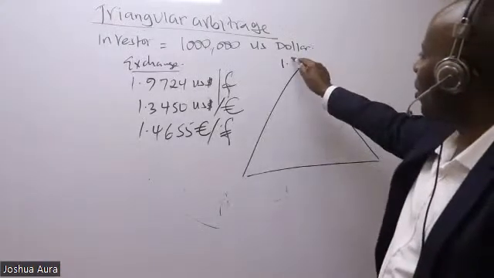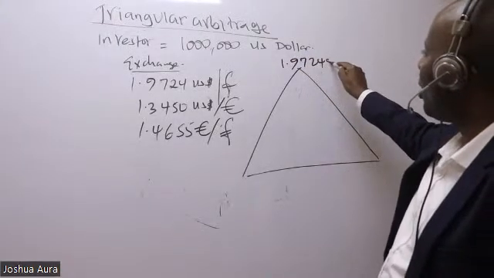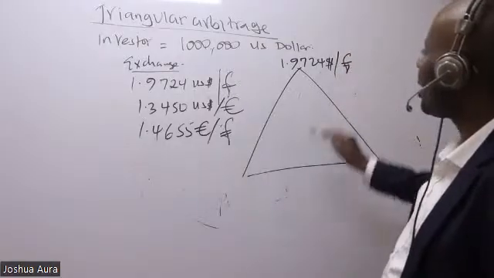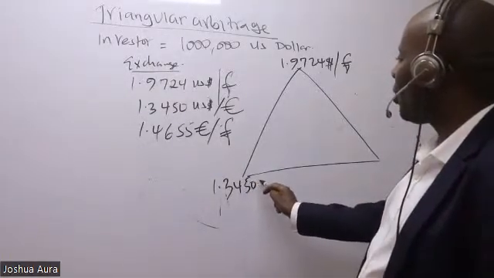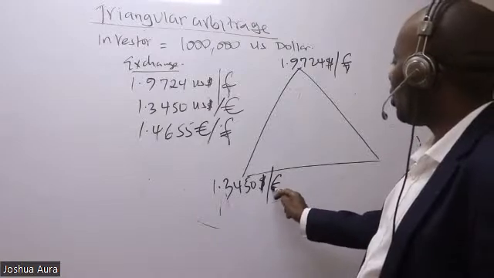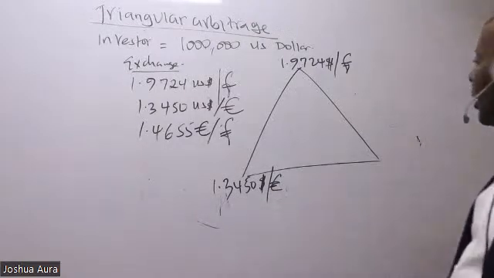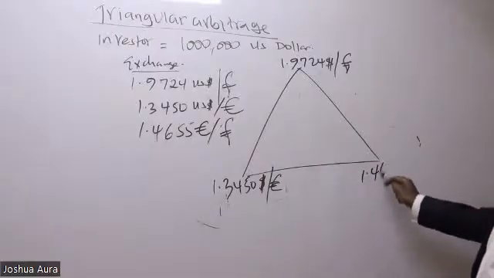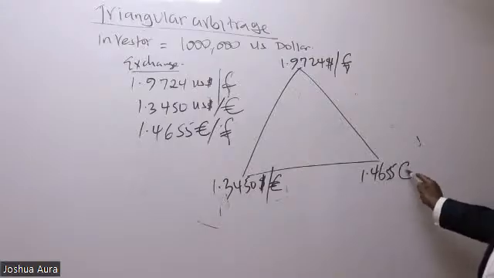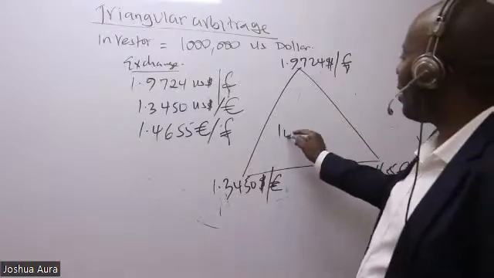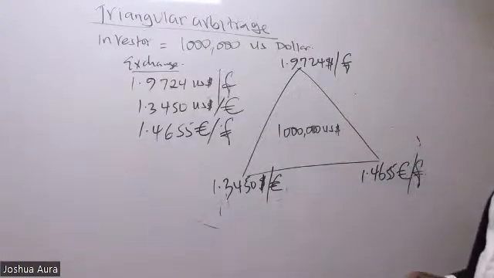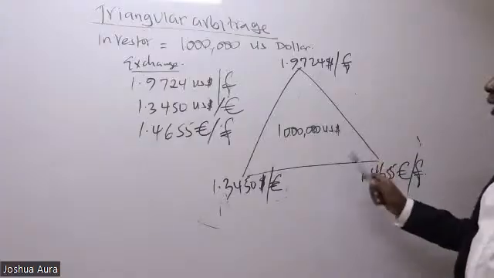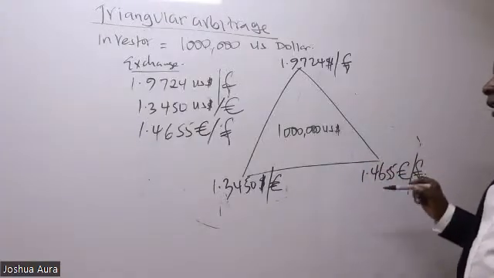So we have here, one of these will be 1.9724 US dollar per pound. Then we have 1.3450 dollar per euro. And then we have 1.4655 euro per pound. So how much do I have? I have $1 million US dollars to play around with. I want to trade with this in a way that I'll be able to make an arbitrage profit.